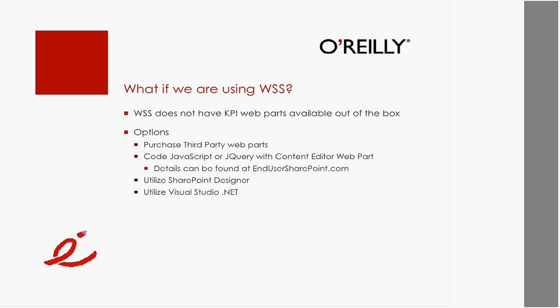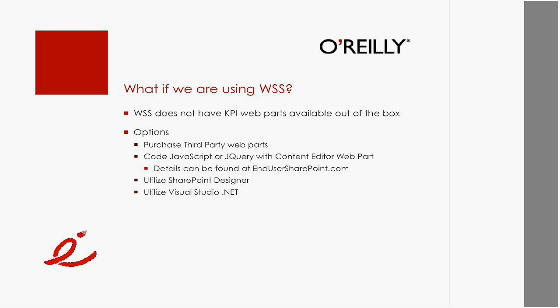What are some of my options? I see some questions. I can certainly go back to those in a while. So what are your options? Number one is you can purchase third-party web parts. You can buy independent web parts, or you can buy a whole suite of products, and I'll talk about some of them in a while.